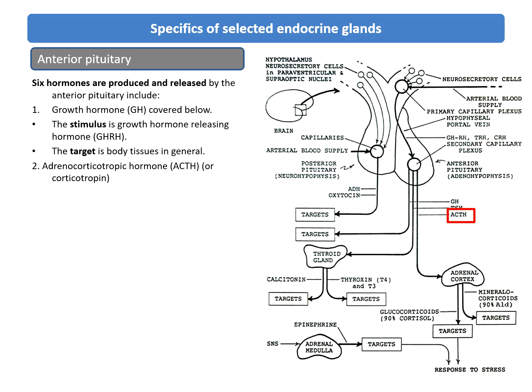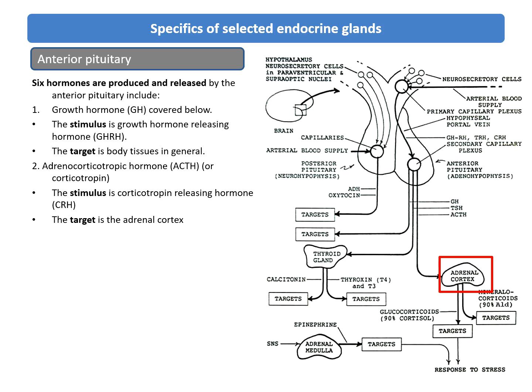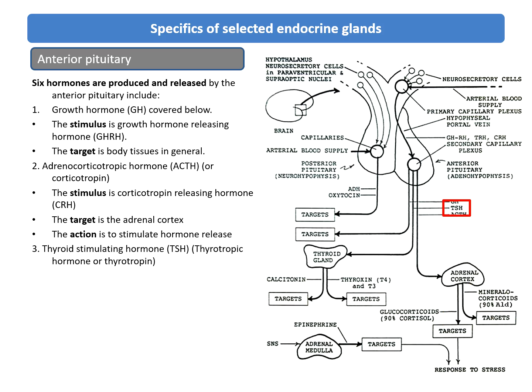Adrenocorticotropic hormone, ACTH, or corticotropin. The stimulus is corticotropin releasing hormone, the CRH. The target is the adrenal cortex. The action is to stimulate hormone release.